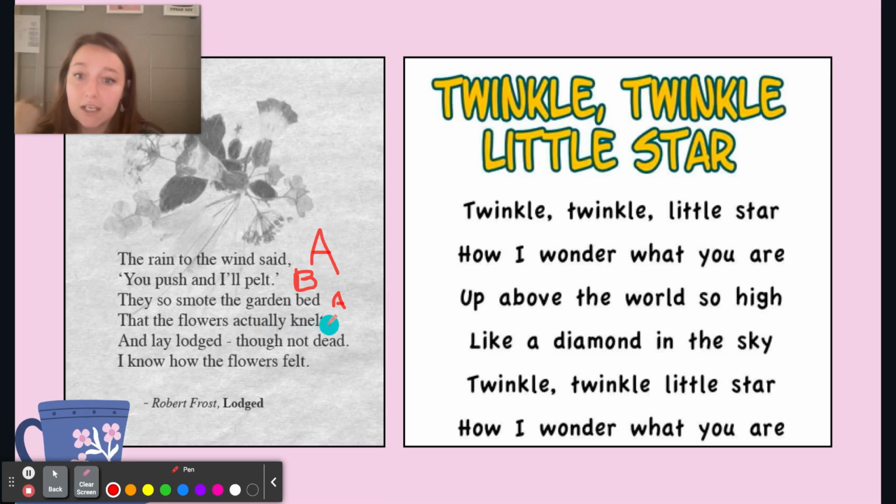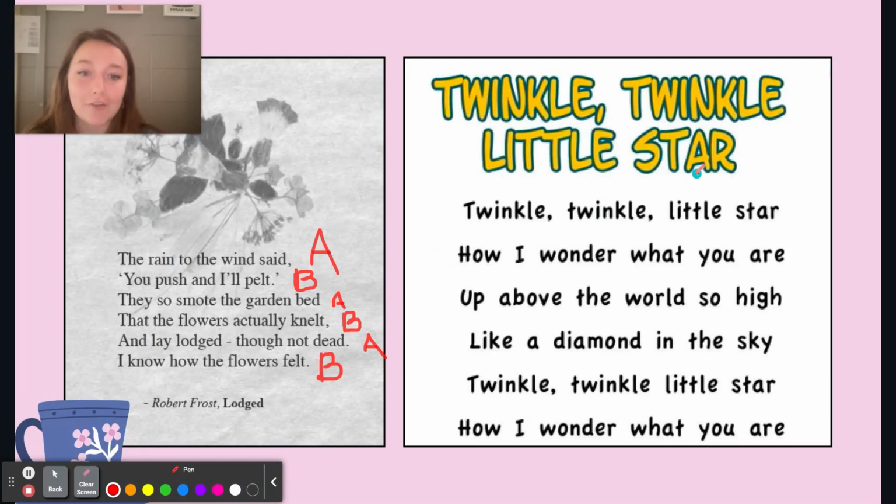That the flowers actually knelt. Knelt and pelt work, so they get the same letter, B. And lay lodged, though not dead. Said, bed, dead, all rhyme, A. I know how the flowers felt. Rhymes with knelt and pelt, so it gets a B. This means that Robert Frost's poem Lodged has an A-B-A-B pattern. Now, when we look at the entire poem, it's A-B-A-B-A-B. Pretty easy, right?